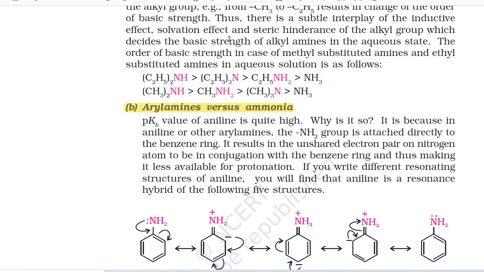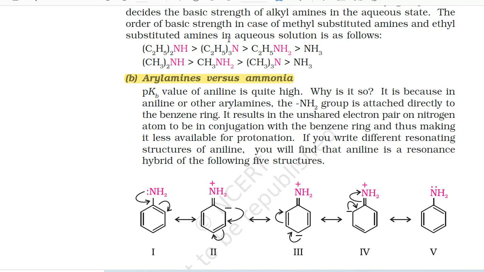B. Arylamines versus ammonia. The pKb value of aniline is quite high. Why is it so? It is because in aniline or other arylamines, the NH2 group is attached directly to the benzene ring. It results in the unshared electron pair on the nitrogen atom being in conjugation with the benzene ring, and thus making it less available for protonation.